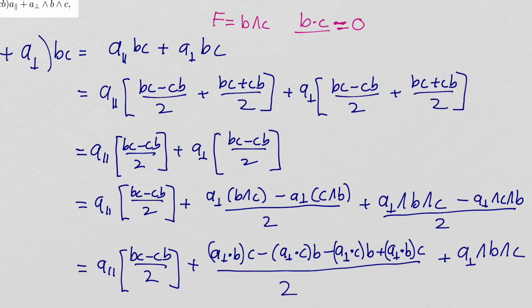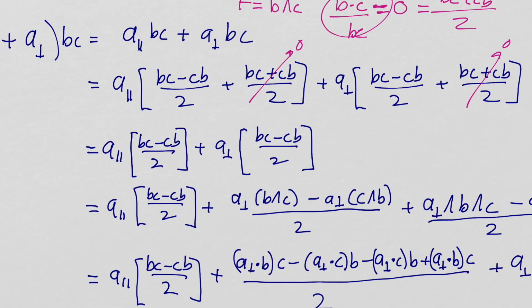But we know that B dot C is 0. But we also know that B dot C literally equals BC plus CB over 2. It's the symmetric part of the space-time product of the vectors B and C. So I know this is 0, and I know this is 0, right? Because that was part of our assumption in this process.